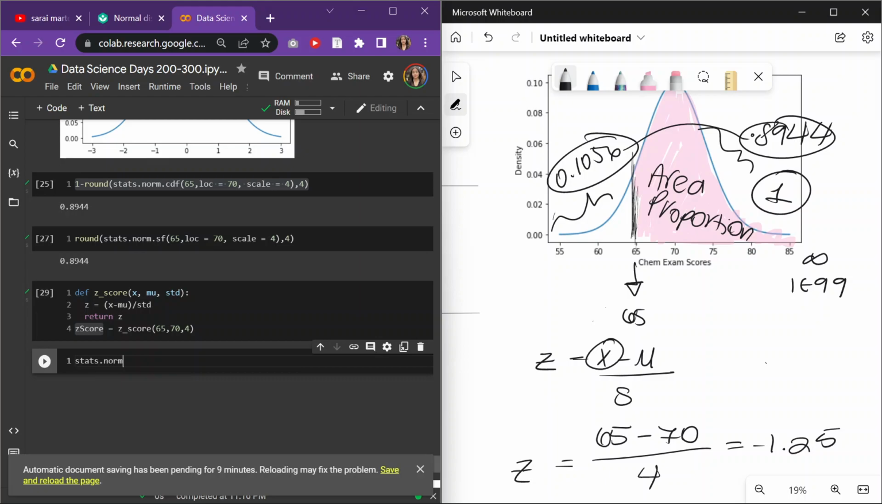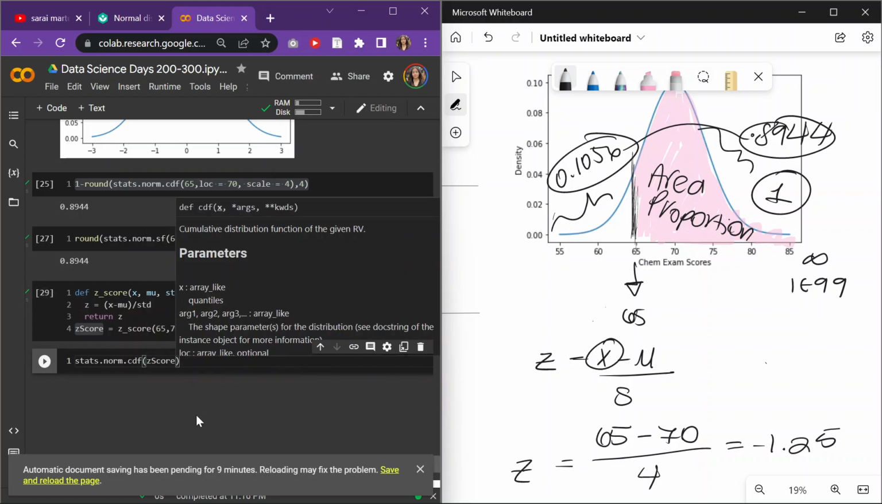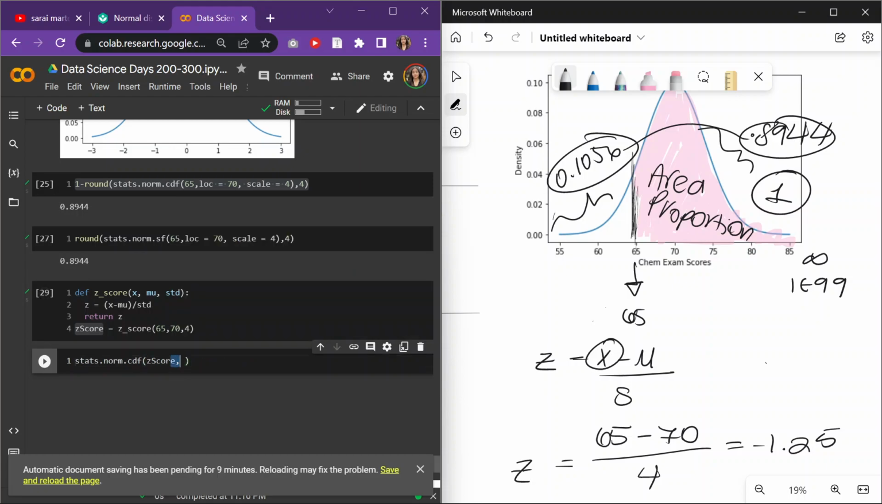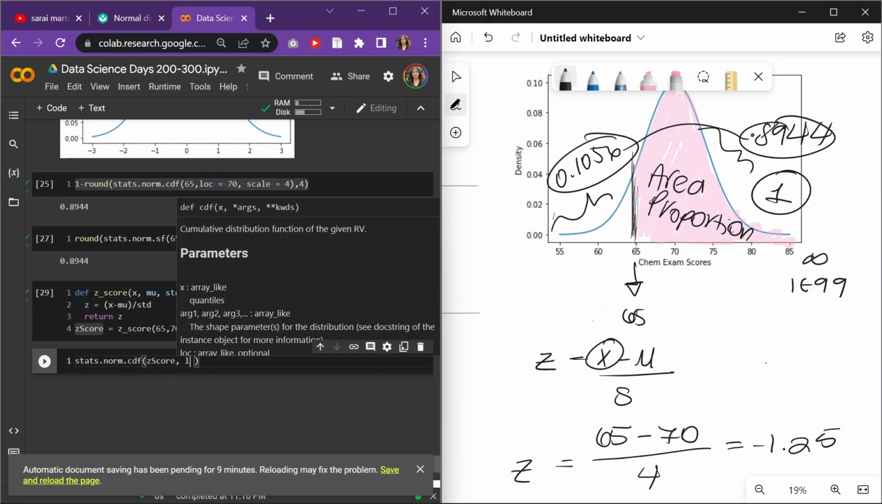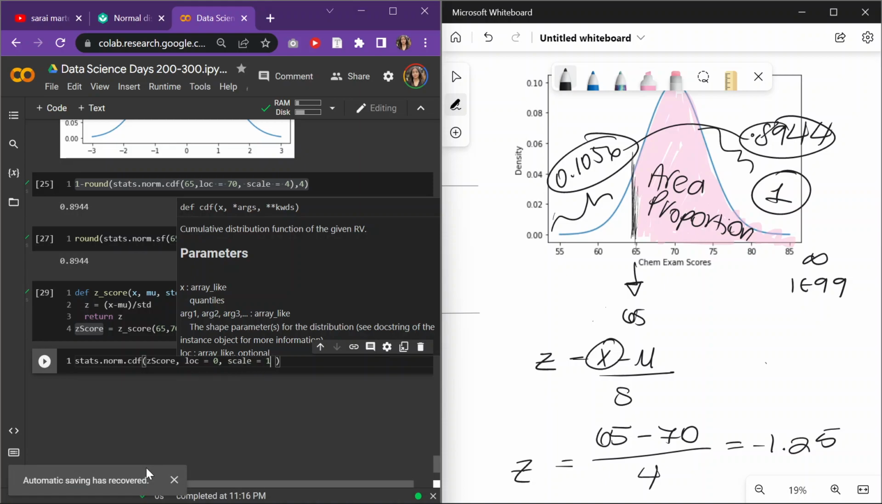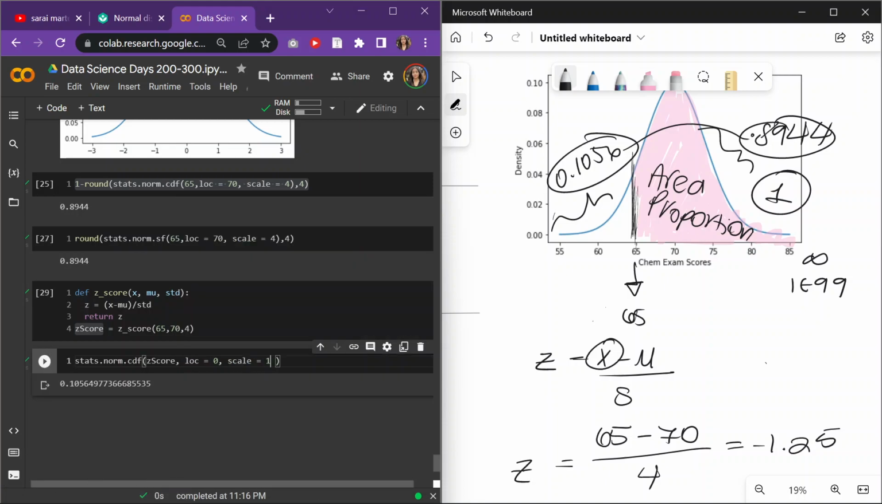So stats.norm.cdf, and instead of putting my point, which was 65, I just put my z-score, which I assigned to a variable, just a different name so that they don't get confused. And I put my mean, which is loc of 0, because we're using a standard normal distribution, and a scale of 1, and it should give me the answer. And then we have to do 1 minus that, and also round that.